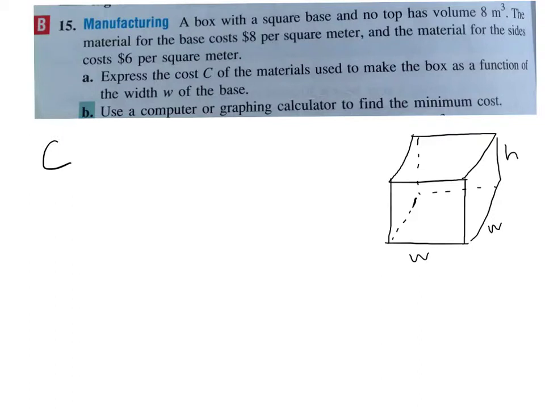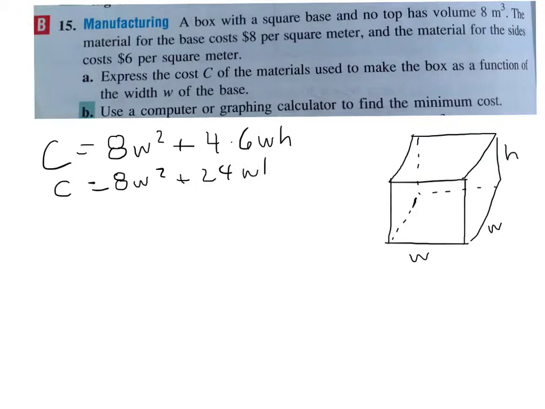So, to express the cost C of the box, we simply add up the cost for all the surfaces. The area of the base is W times W, or W squared, and that costs $8 per unit, or 8W squared. Plus there are 4 sides, and the area of each side is just W times H. And that material costs $6 per unit, so 4 times 6 WH, or C equals 8W squared plus 24WH.